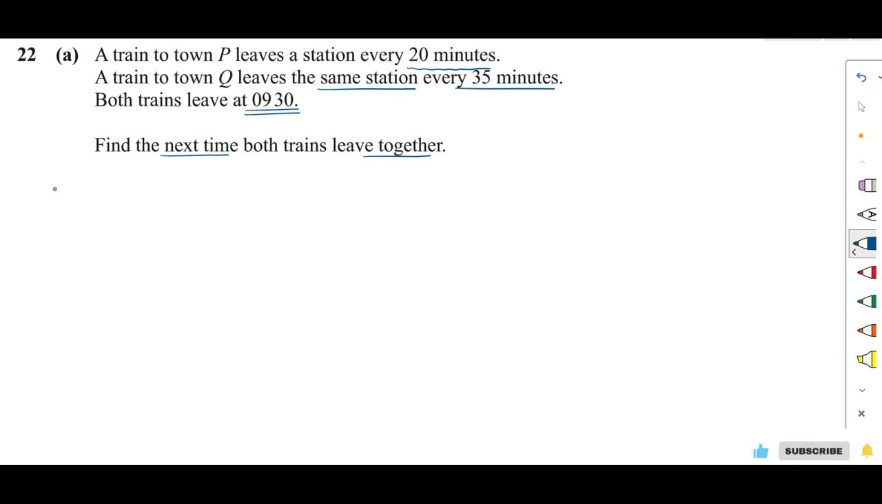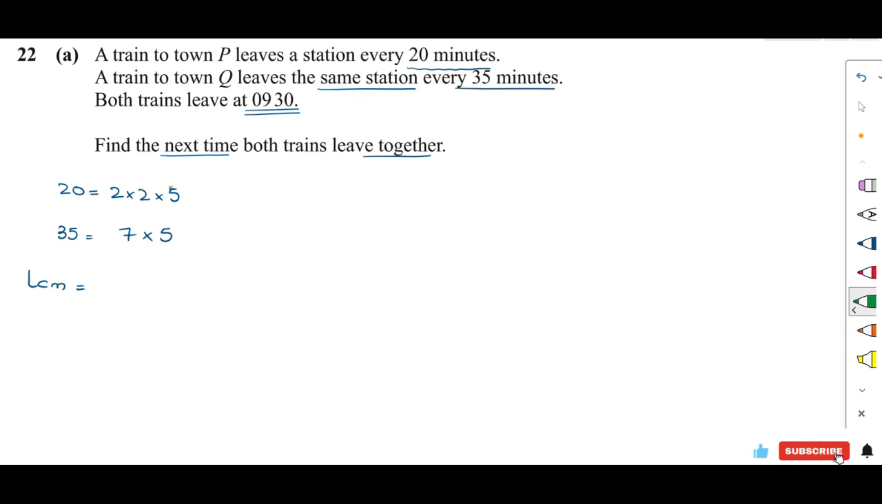So first thing for LCM, we need to write down the prime factorization of 20. We know that 4 times 5 is 20 and 4 is not a prime number. 4 prime factorization is 2 times 2 is 4 and 4 times 5 is 20. And for the next one, 35, the prime factorization is 7 times 5 is 35. 7 and 5 both are prime numbers. Now we need to figure out the LCM.